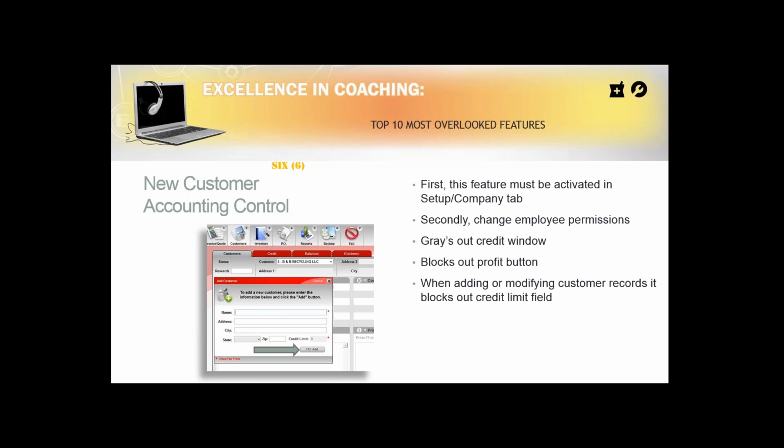It also blocks out the profit button, so your employees won't be able to see the profit. They'll see exactly how much money they're making off of this customer, the gross amount, but they won't see the actual profit. And it grays out the credit window so they can't change anything in the credit window. So it gives your trusted cashiers another avenue to add new customers without the fear of adding credit limits for their friends or whatever it might be. So that's kind of a cool feature.